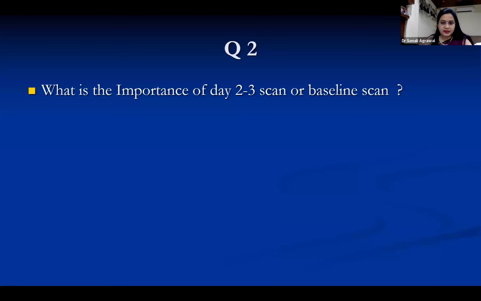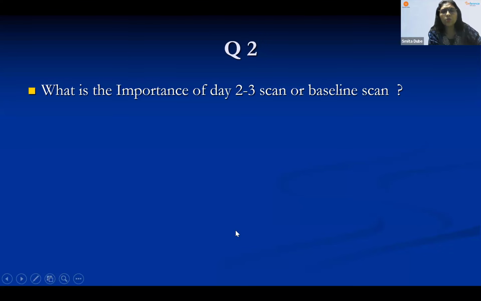So, Dr. Smita, can you take this question? Yes, ma'am. What is the importance of day 2 or baseline scan, day 2, day 3? Right. Day 2 scan is a very important scan because we always see if there is any pathology in the uterus, any adenomyoma, fibroid, or anything else, any pathology in the ovaries, we can rule that out. Then we can do an antral follicle count, and we can also look at the endometrial thickness. And if there is any residual follicle of the previous cycle, we can think about whether it is a new follicle or a residual corpus luteal cyst or the previous follicle which has not ruptured in the previous cycle.